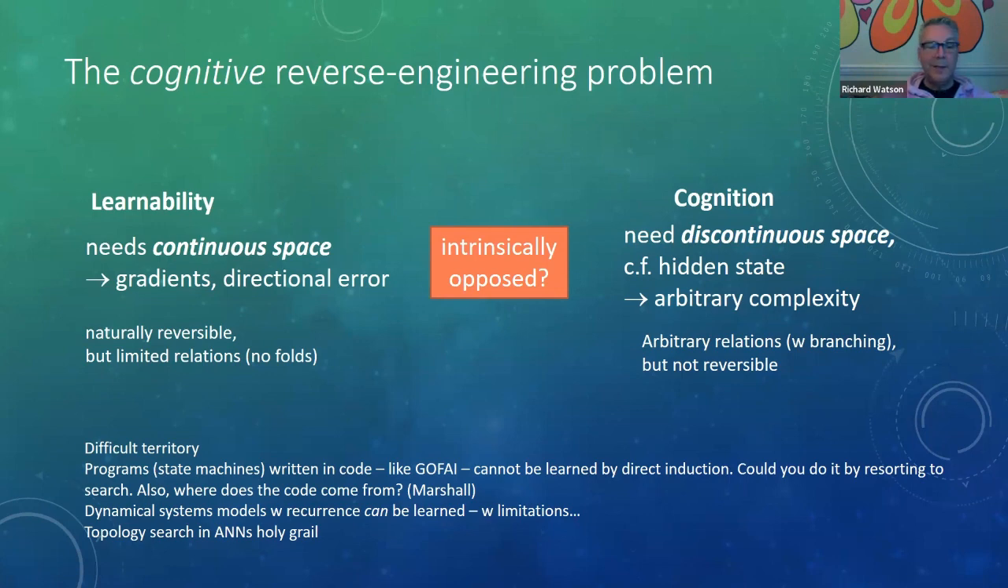Now, it is possible to do learning in dynamical systems with recurrence, sometimes with limitations. And programmatic search in artificial neural networks is current state-of-the-art stuff. We're really looking for artificial neural networks which rewire themselves dynamically. It's the holy grail of topology search in artificial neural network territory, and there is ongoing work in that area. But suffice to say, this is the difficult territory in which we need to work. And it's the difficult territory in which AI is working. It's the difficult territory in which biology needs to work as well.